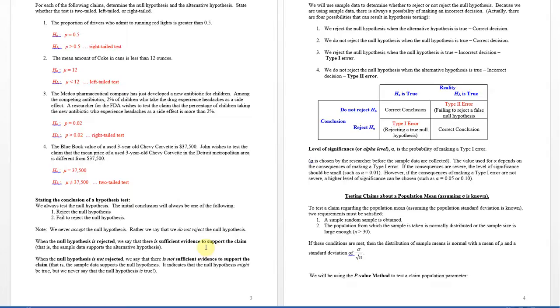Anyway. So when it comes to stating the conclusion of a hypothesis test, we always test the null. We're just testing the null. We draw our conclusions in the following way. Well, this isn't really a conclusion; this is sort of the decision you make. You either reject the null because your evidence seems to point that it's not true, and then we can also fail to reject the null, which means that I don't really have evidence this is true, but I don't have evidence that it's not true.